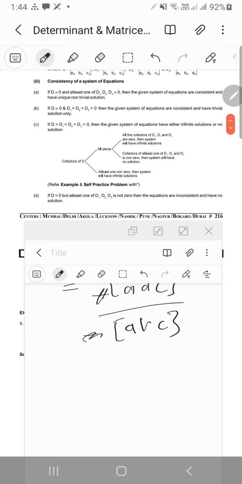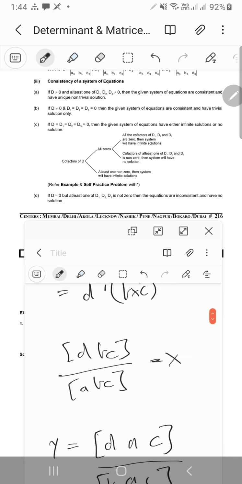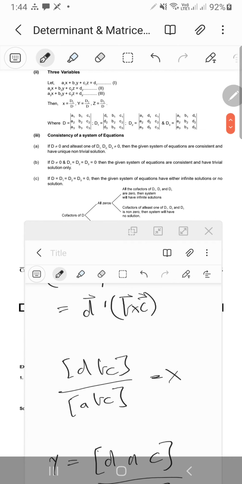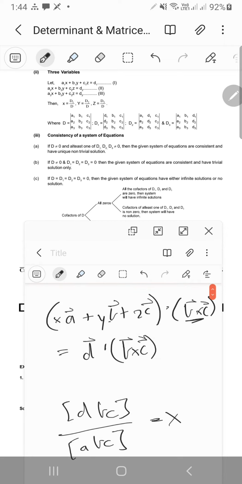Consistency of a system of equations. If D is not equal to 0 and at least one of D1, D2, D3 are not equal to 0, then the given system of equations is consistent and has a unique non-trivial solution. So if D is not equal to 0 and at least one of these is not 0, we have a non-trivial solution. Okay, cool. Yes, that makes sense.